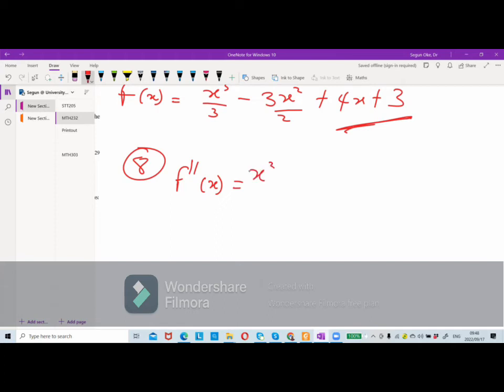x raised to power 2 minus 4, making two questions I gave you now. f prime of 2 equals to 3, then f of 1 equals to minus 4. So we have to solve it. If you solve it very well, I have the answer already. So let me see what you get.